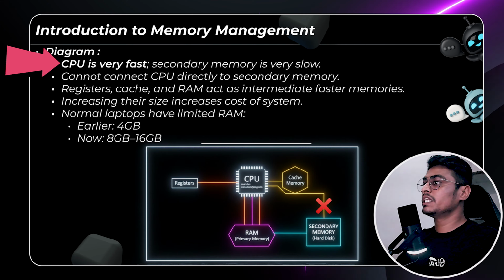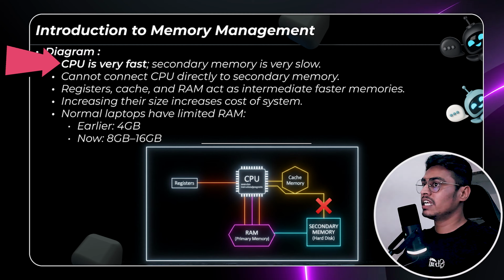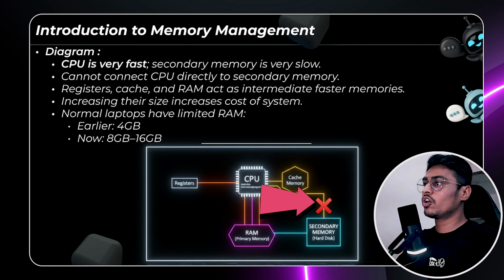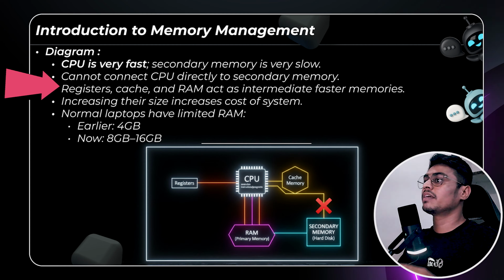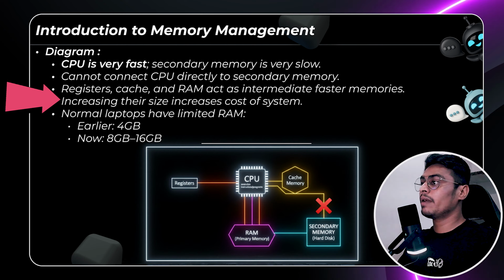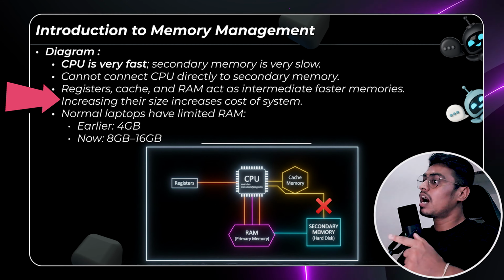There is an important principle here. CPU is very fast while secondary memory is very slow. That's why we cannot directly connect the CPU with secondary memory. Instead, we place faster memories like registers, cache and RAM between them. Now if we increase the size of RAM, cache or registers, it directly affects the cost of the system. Higher memory means higher the cost.